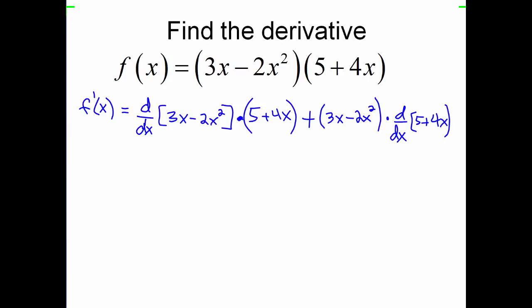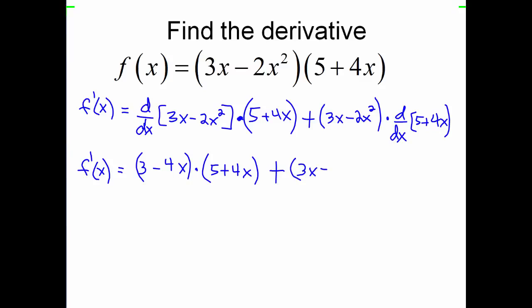Okay, so then we're going to end up with f prime of x is equal to the derivative of this. We're going to get 1 times 3, which is 3, minus 4x, times 5 plus 4x, plus, over here, we have 3x minus 2x squared times the derivative of the second function. In this case, it's going to just give us 4.